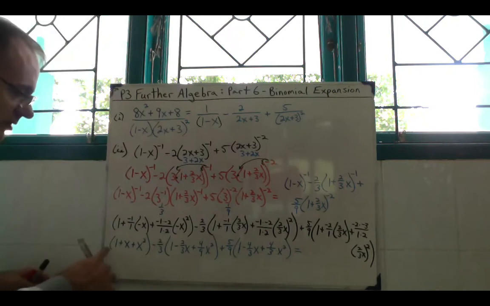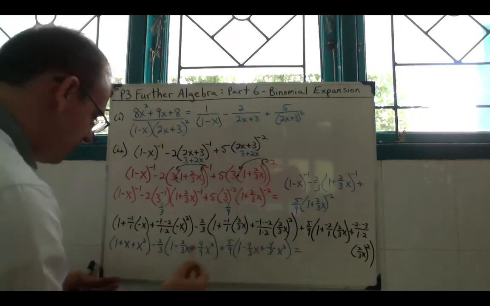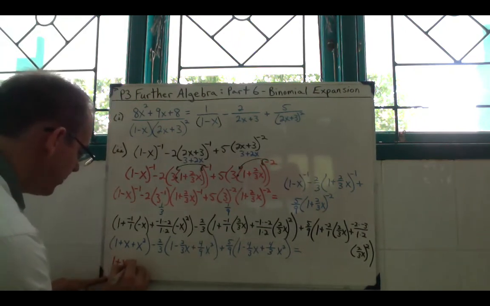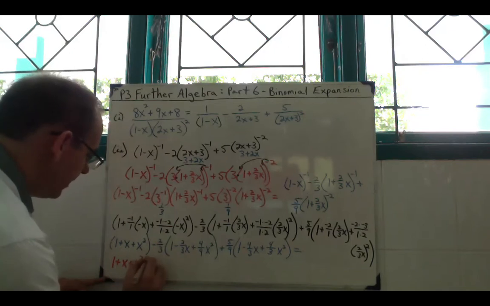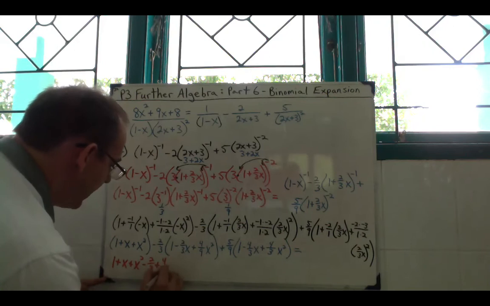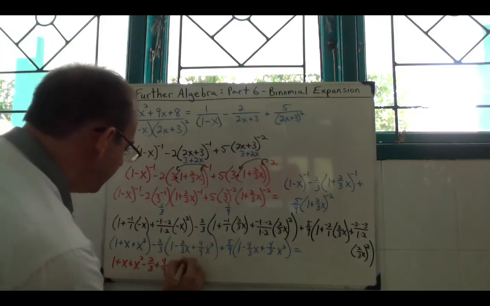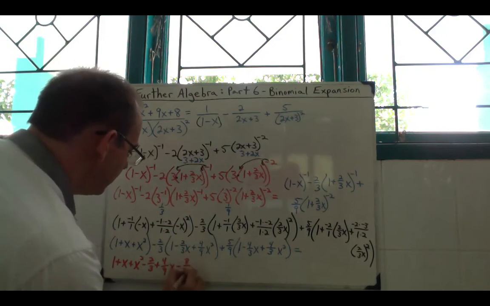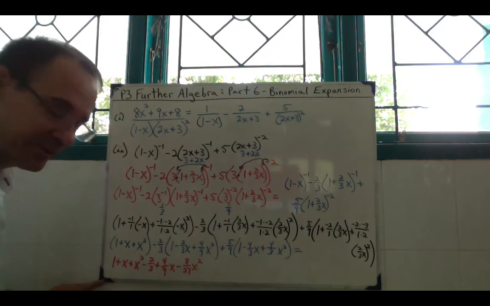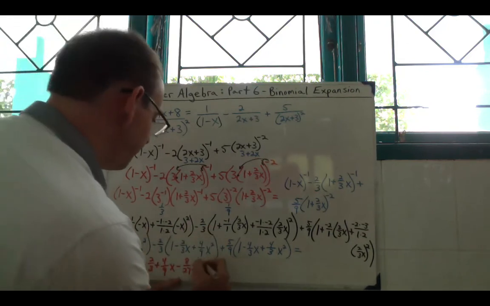Okay, now we want to distribute these through. So we get 1 plus x squared minus 2/3 plus 4/9 x minus 8/27 x squared. By the way, you will get ugly fraction numbers. It doesn't all come out to nice, neat numbers.